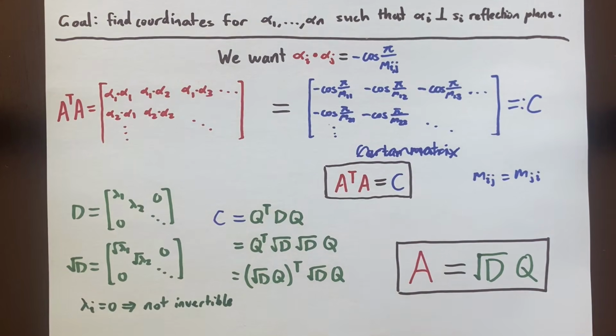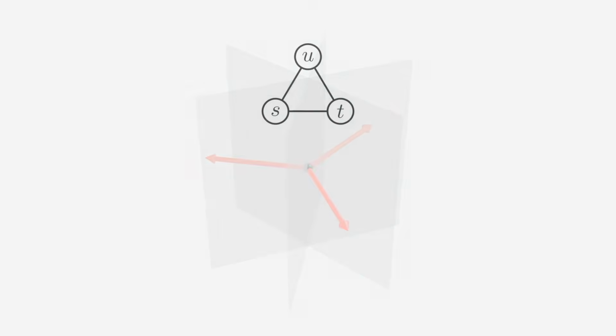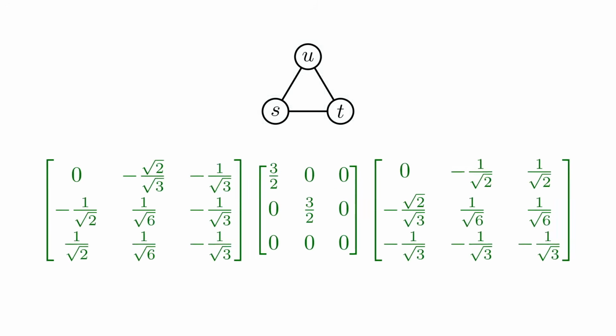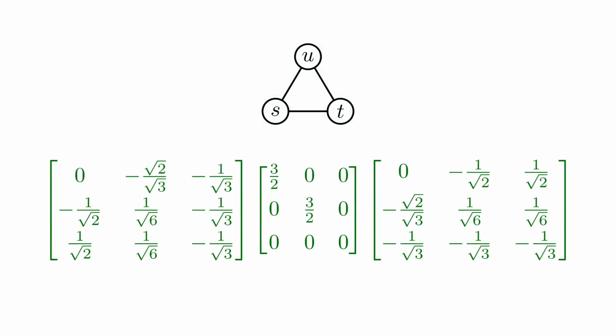Hang on, that must be what happened in that infinite case we tried out. Let's test it. The C matrix looks like this, and I can use a computer program to orthogonally diagonalize it, and there we go, one of the diagonal entries of the D matrix is 0.